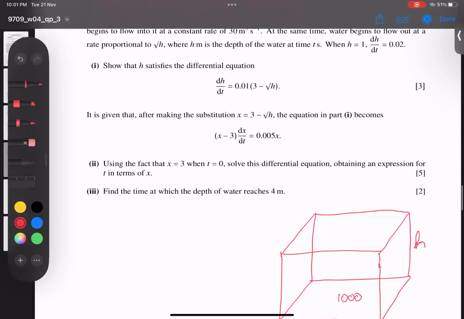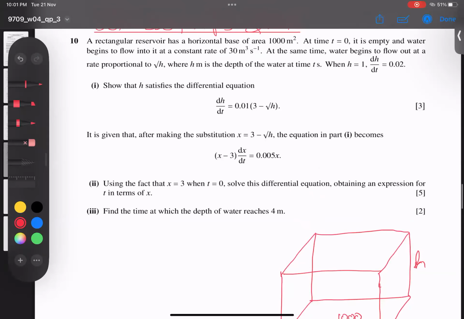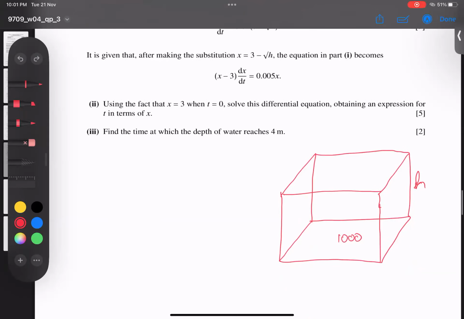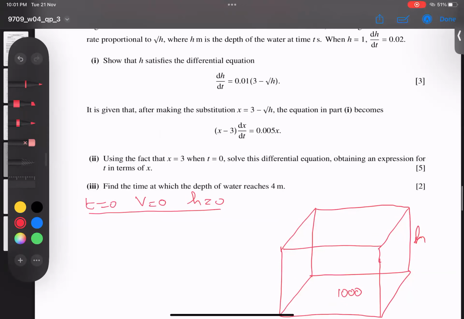Read the statement now. He said that the base area is 1000. You can see the base area 1000. And when time is 0, it is empty and water begins to flow in. When time is 0, the water inside has volume 0 and the height is also 0. This data may help us to solve the unknown constants.